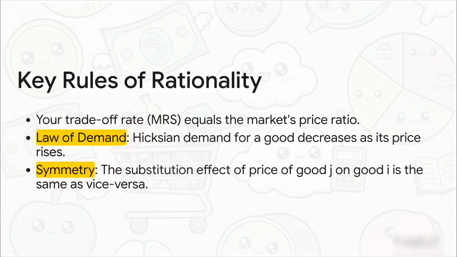Second, that substitution effect is always there. A price goes up, people will swap to something else. That's huge for governments thinking about taxes. And third, these substitutions are symmetric, which helps businesses predict how a sale on their stuff might hurt their competitor.